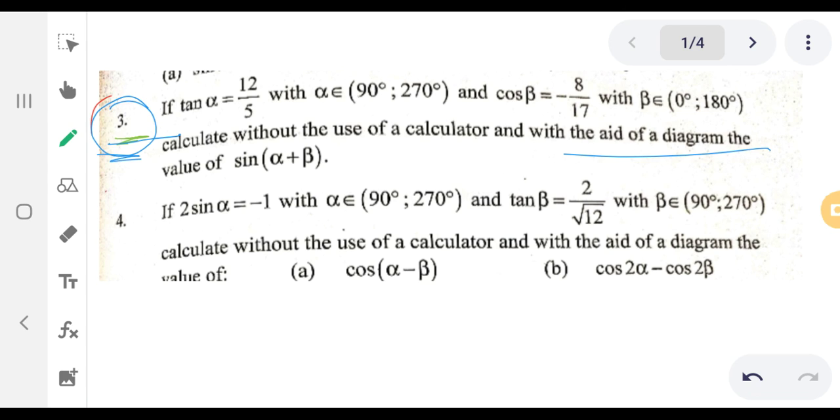Now, guys, we can come back and finish our activity here. First activity, we're supposed to draw the diagram. Number 2, now we can go and get what is going to be the sine of alpha plus beta. That's it.